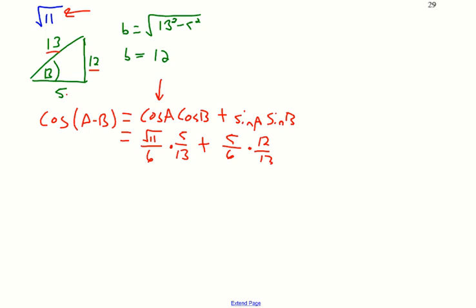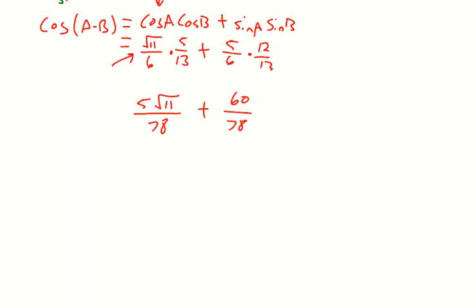Okay, so if I clean that all up, this part here ends up giving you 5 root 11 over 78 plus 60 over 78. That worked out nice. And then just rewriting this, we can write this as 5 root 11 plus 60 all over 78. That's as far as we can go there.